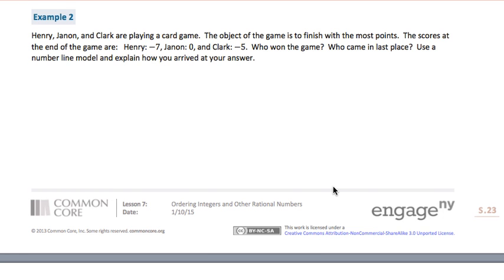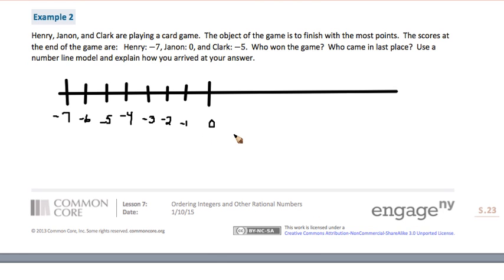Now in example 2, we'll be comparing a little bit differently. Henry, Janan, and Clark are playing a card game, and the object of the game is to finish with the most points. The scores at the end of the game: Henry has negative 7, Janan has 0, and Clark has negative 5. Who won the game? Who came in last place? And they ask us to use a number line model and explain how we arrived at our answer.